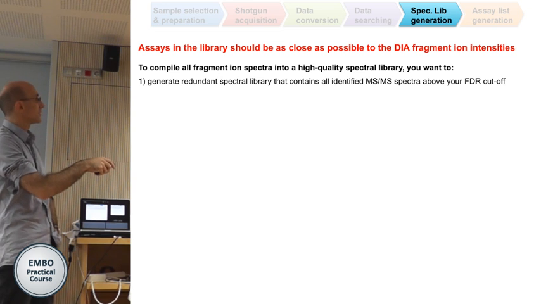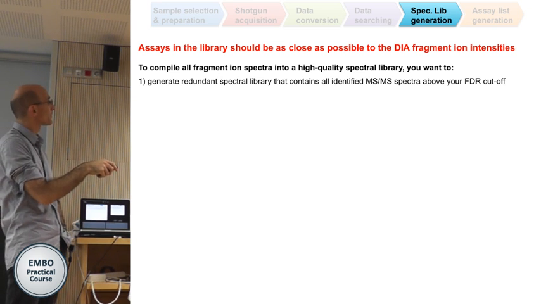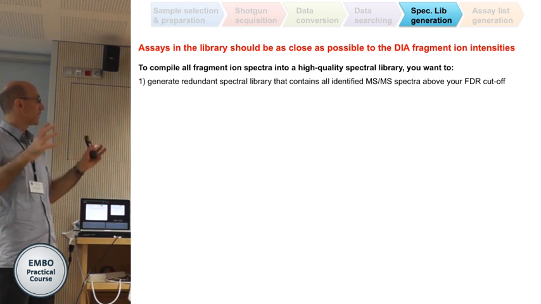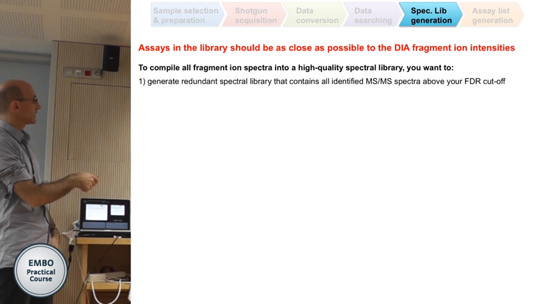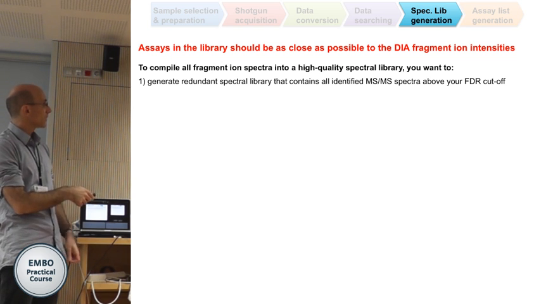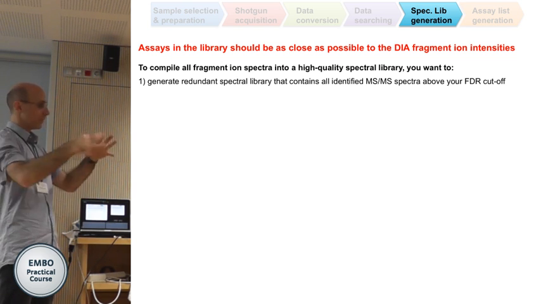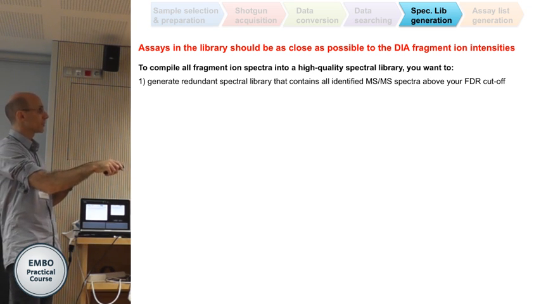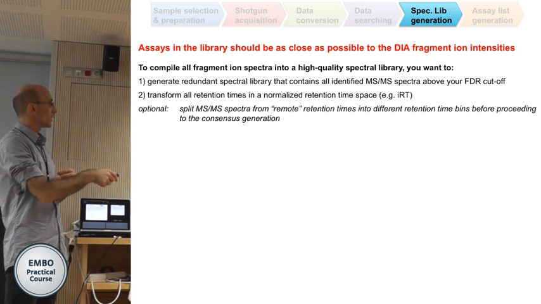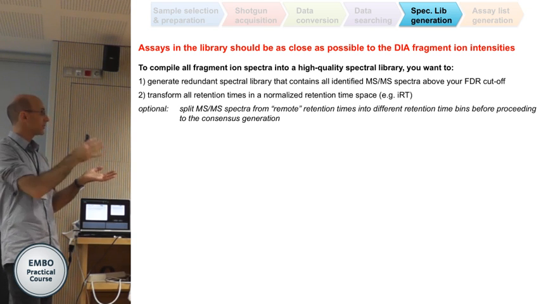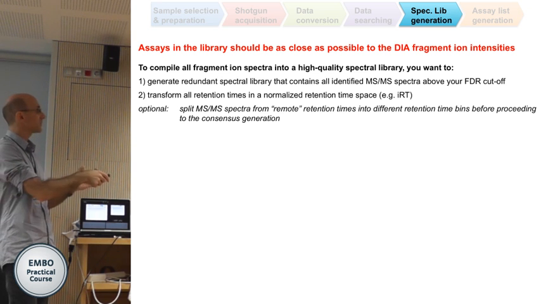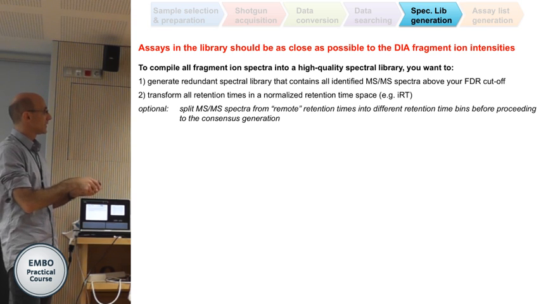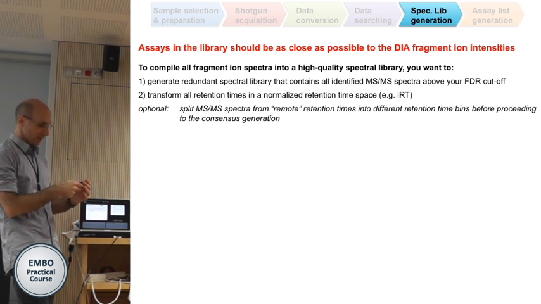The next step is the spectral library generation. At this step, again, the idea is that you want to compile your spectral library to look as similar as possible. First of all, you compile all your spectra into what we call the redundant libraries, which are above your protein FDR cutoff. Then you transform all your spectra retention times to a normalized retention time space. So at this step, we transform everything to IRT space. And here, I'm going to comment on the splitting of the retention times.